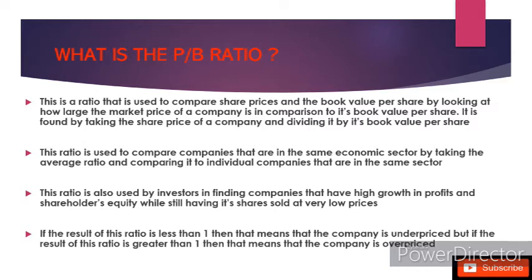If the result of this ratio is less than 1, then the company is underpriced. But if the result is greater than 1, then the company is overpriced. So mathematically, anything greater than 1 is overpriced, anything equal or approximately equal to 1 is a fair price, and anything less than 1 is underpriced.